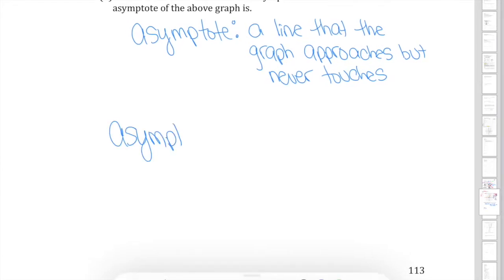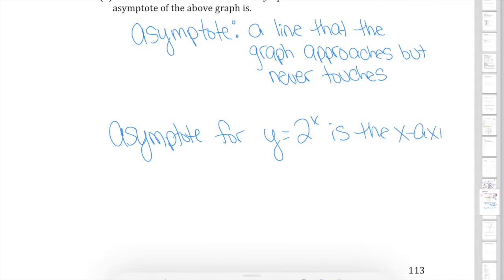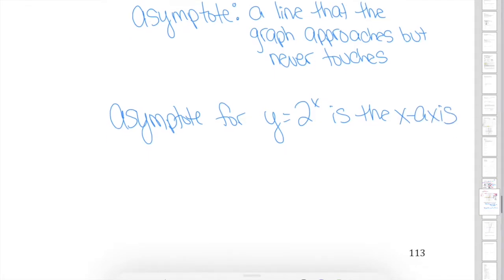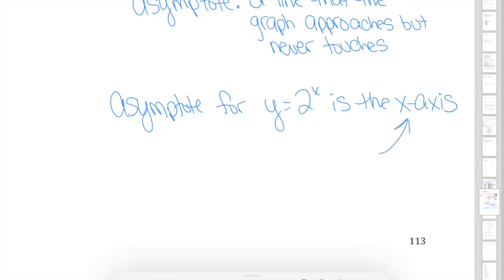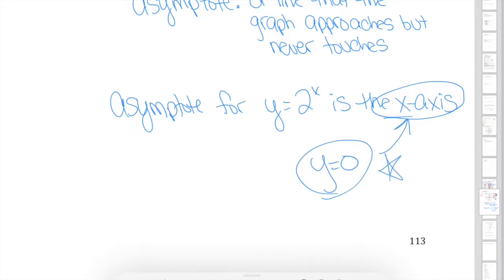It's a weird concept. But your asymptote for this graph for y equals 2 to the x is the x-axis. You can also refer to the x-axis as the equation y equals 0. Both of these answers are definitely correct. Okay, your asymptote is the line y equals 0, which is also just your x-axis. They're both right.